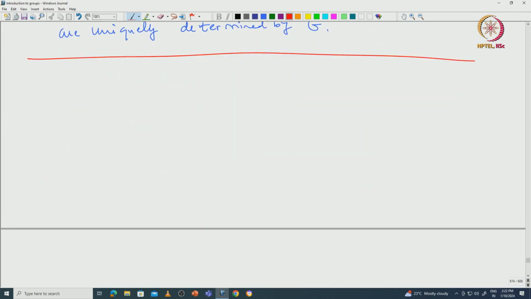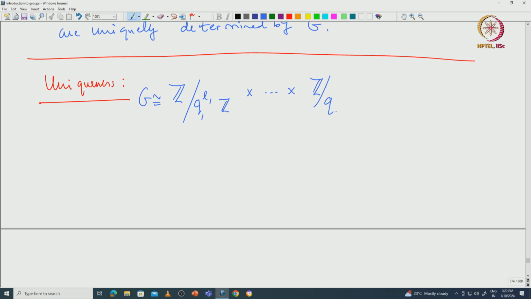Now let's elaborate what this uniqueness means. Again, we will actually prove the uniqueness. What does it mean? Suppose G is isomorphic to some other tuple, let's call it Z modulo q1 to the l1 Z cross, etc., cross Z modulo qk dash to the lk dash Z. Again assume that q1 through qk dash are all primes.